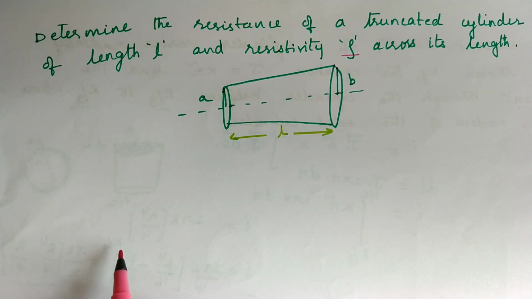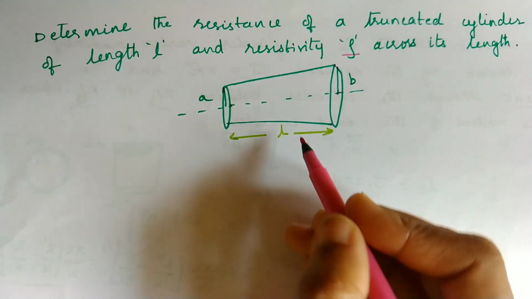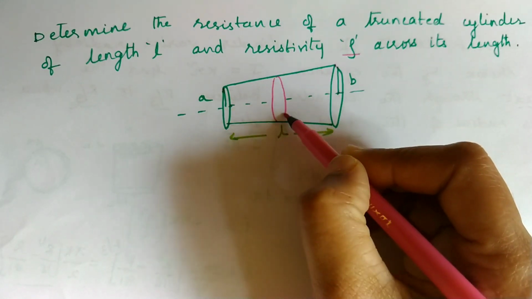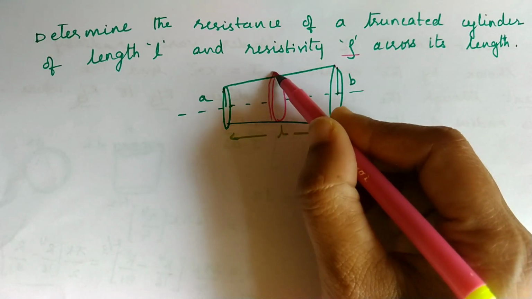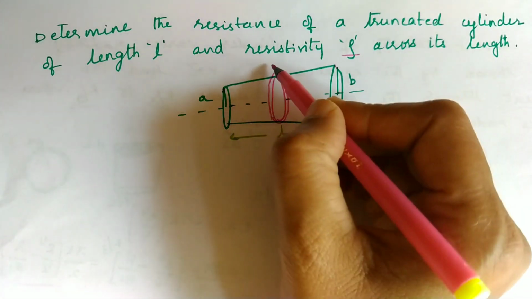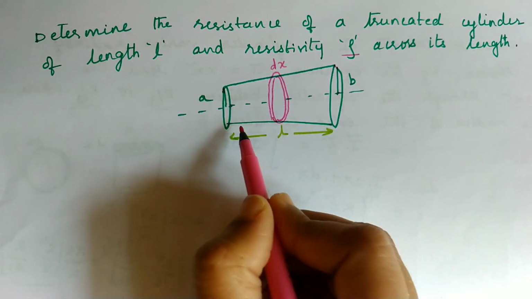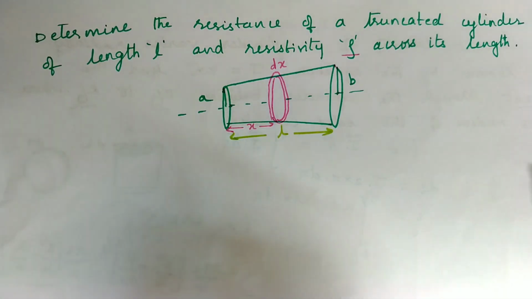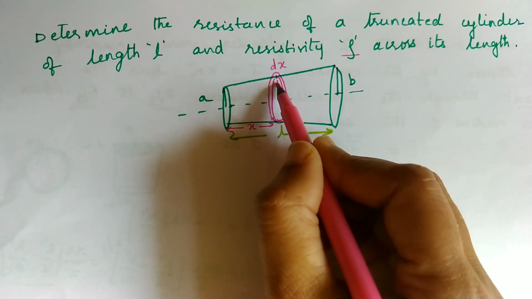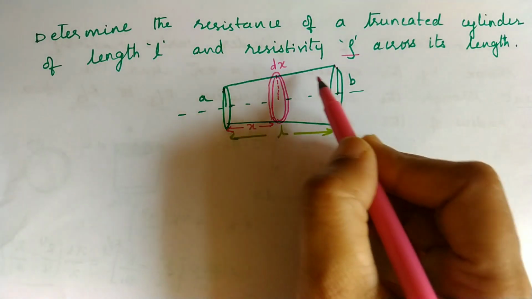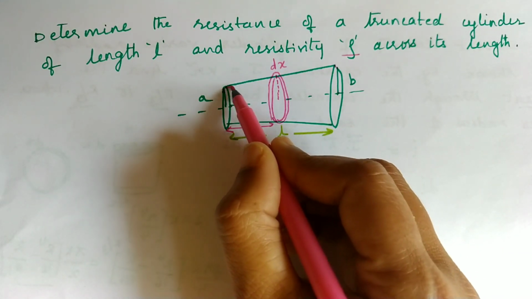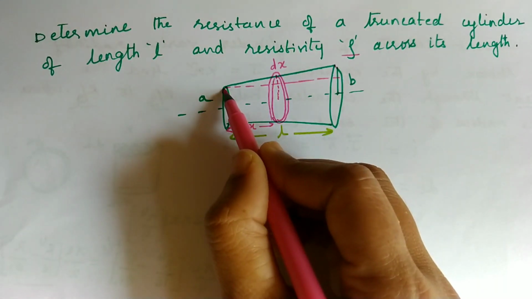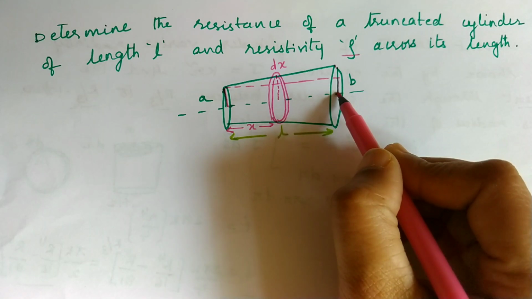So for calculating the resistance of this truncated cylinder, take one small disc whose thickness is dx, which is at a distance x from one end. Now I need the radius of this pink colored disc. For getting the radius, I will drop a line like this. See, this distance is a, and this will also be a.